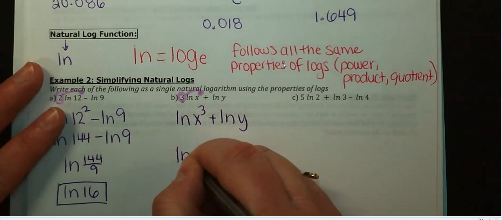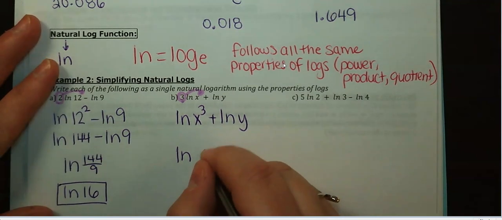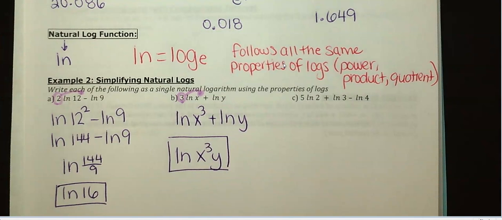If I'm adding between logs, what does that turn into if I put it together? Like, what should I do with the x cubed and the y? Multiply. That's all you gotta do. And we don't actually know what that is because we don't have numbers, so we would just leave it right like that. Natural log of x to the third y. Does anybody have a question? Okay, I got one more.